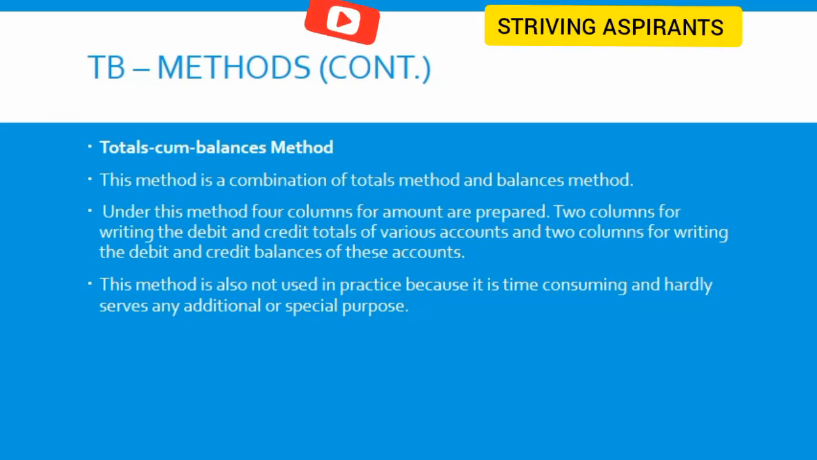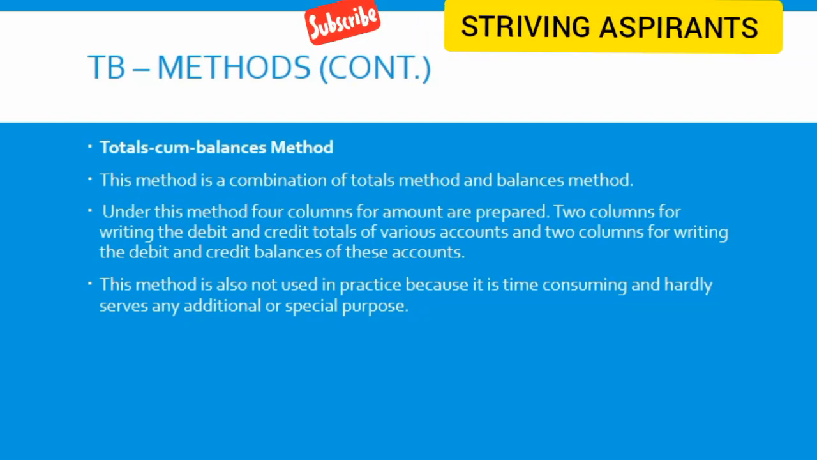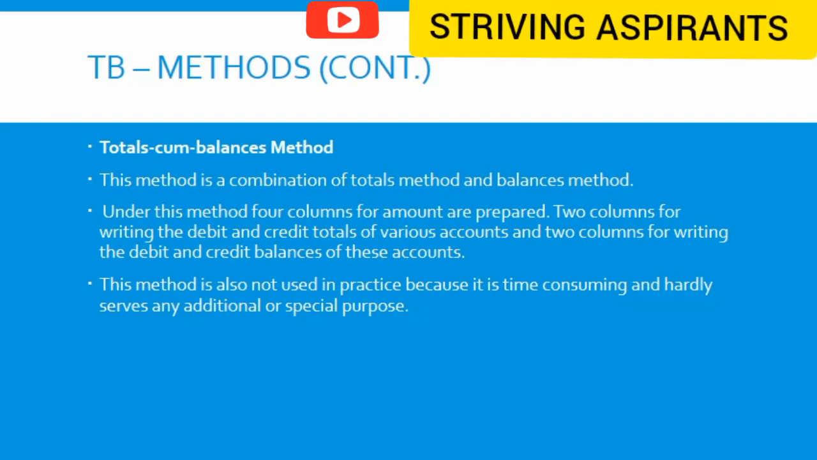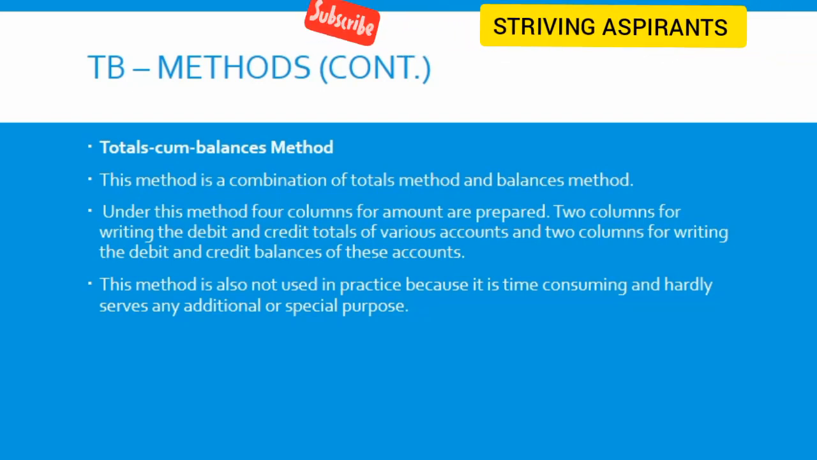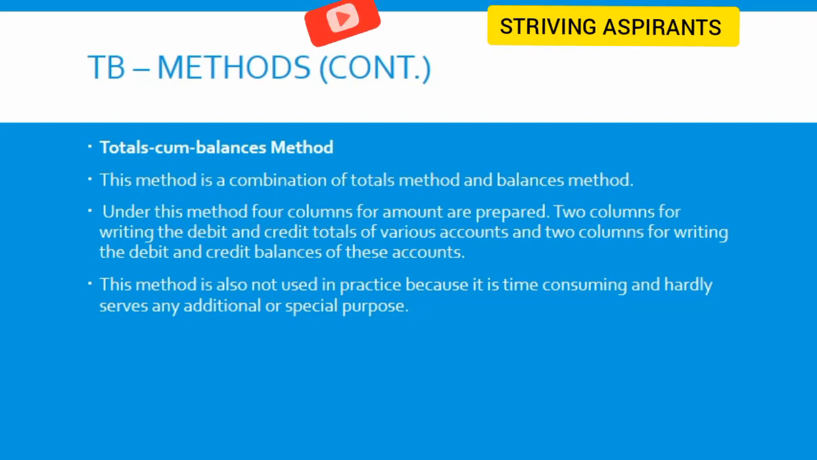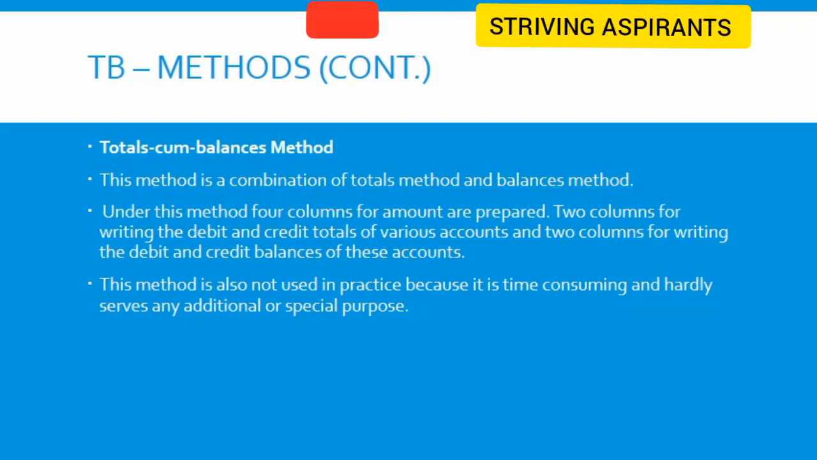Now the third method is the totals cum balances method. This method is a combination, as we can see from the name. So it is the integration of both methods, that is totals method and balances method. Under this method, 4 columns for amounts are prepared: 2 columns for writing the debit and credit totals of various accounts, and 2 columns for writing the debit and credit balances of these accounts. This method is not used in practice because it is time consuming and hardly serves any additional or specific purpose.